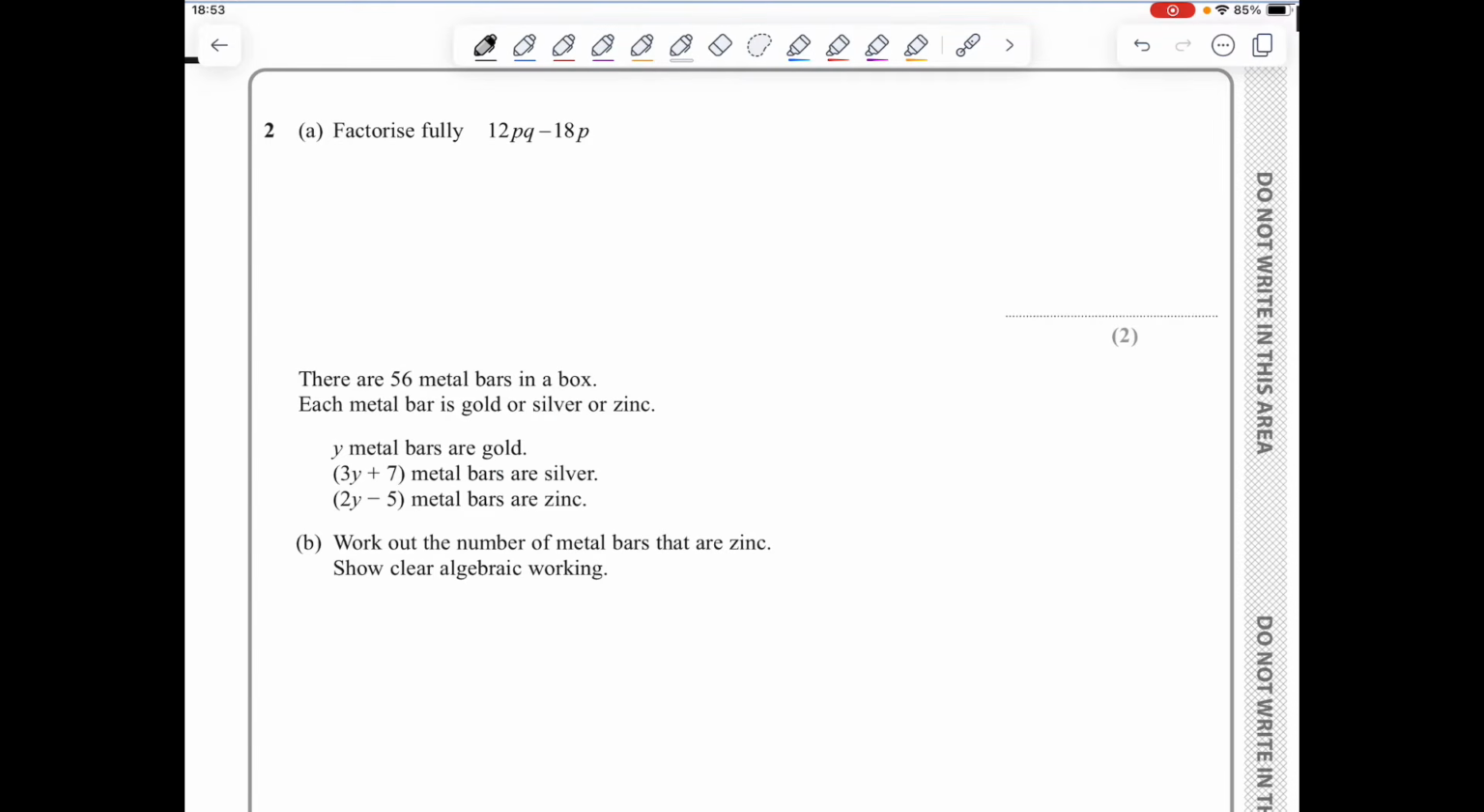For part A of question 2, I'll take 6p out as a common factor, and then I'll be left with 2q minus 3. For part B, I will add those 3 expressions and set the sum equal to 56.